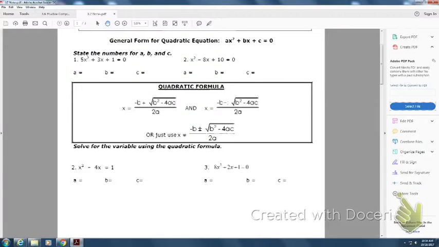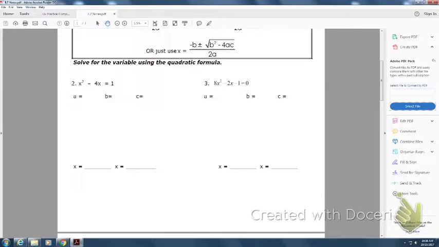So let's go down to these two problems. On number 2, Ryan, what would I need to do before I start the quadratic formula process? Set equal to 0. So what do I need to do with that 1? Make it negative. So subtract it. Molly, what's my A? 1. B? Negative 4. C? Negative 1.